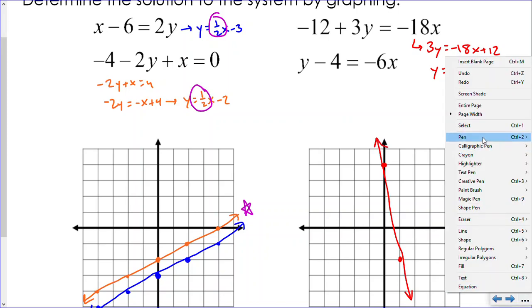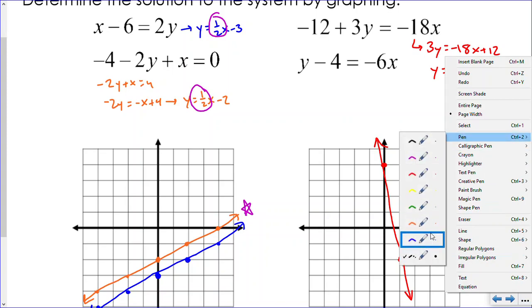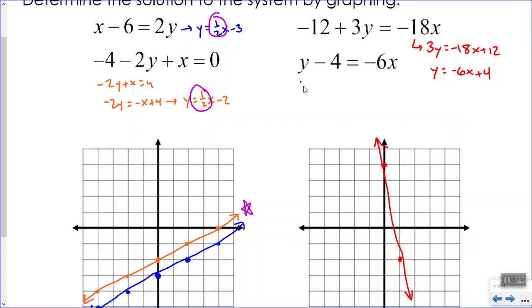And now we can go ahead and reorganize our second equation. We can add 6x to both sides. Oops, sorry, not add 6x. We don't want to do that. Take that back. We can add 4 to both sides. And we get the same equation. So we just tag that on there.